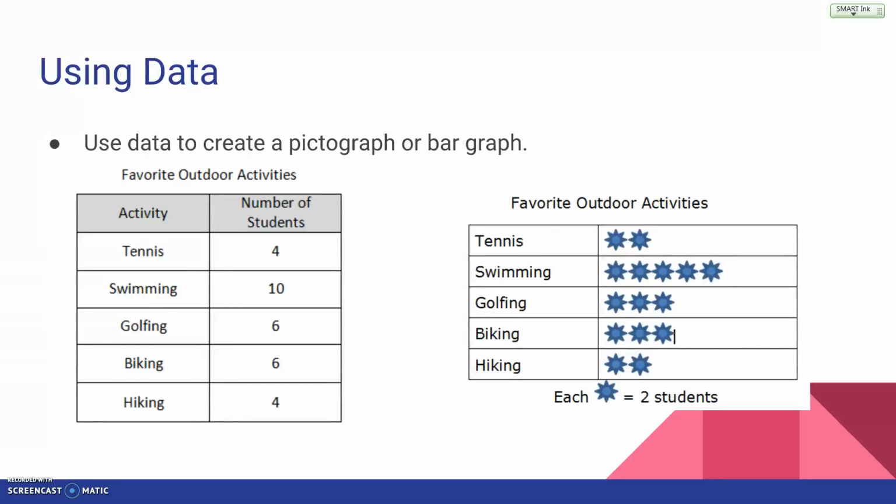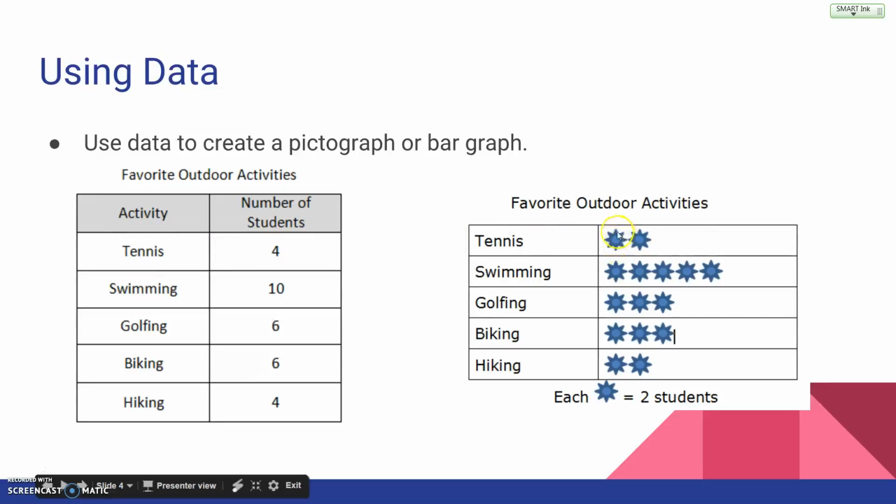So here is a set of data that someone collected about favorite outdoor activities of some students. And so over here, we see where they organized the data, and we can see the categories. We can see the number of students who chose each category. And then they took that and they created a pictograph. And in this pictograph, each little starburst or star is equal to 2 students who responded to the survey. So we can see over here, 4 students said that tennis is their favorite outdoor activity.